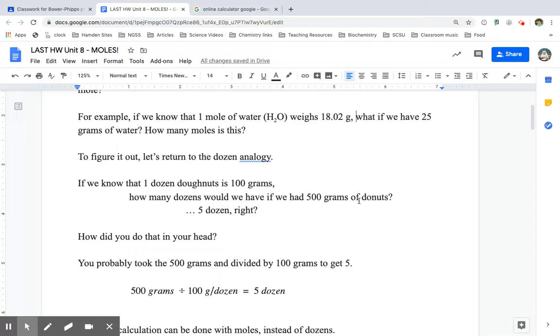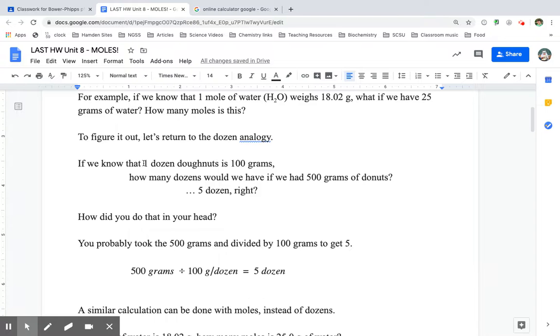To figure it out, let's go back to the dozen analogy. If we know that 1 dozen donuts is 100 grams, right? We figured out the gram molar mass of a donut. Fantastic, 100 grams. How many dozens would we have if we had 500 grams of donuts? Okay, 500 grams, 1 dozen is 100 grams. We'd have 5 dozen, right?